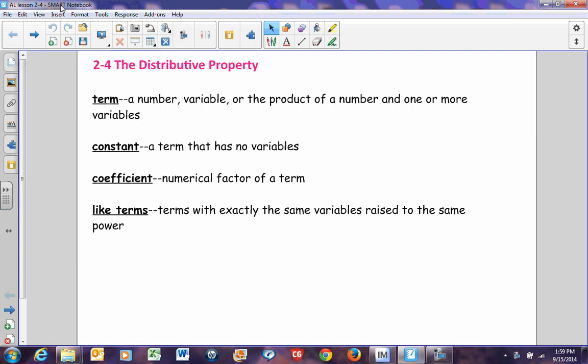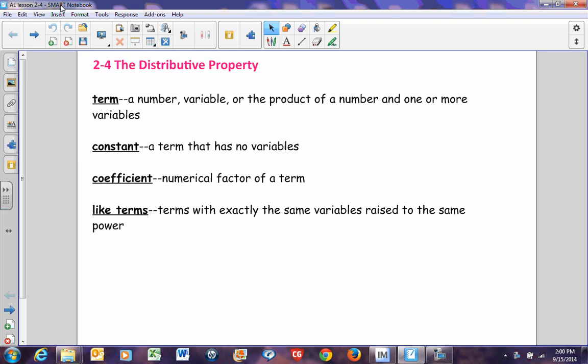This is lesson 2-4, the distributive property. Of all the properties in mathematics, this is probably the most difficult one to first understand. But once you understand it, it's not so bad. Everything here stems upon whether or not you know the vocabulary, so there are some very important vocabulary words we need to talk about.